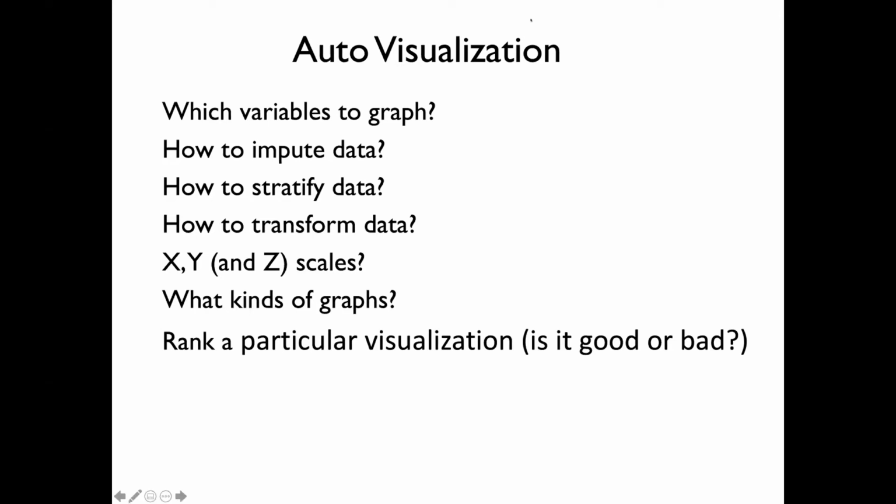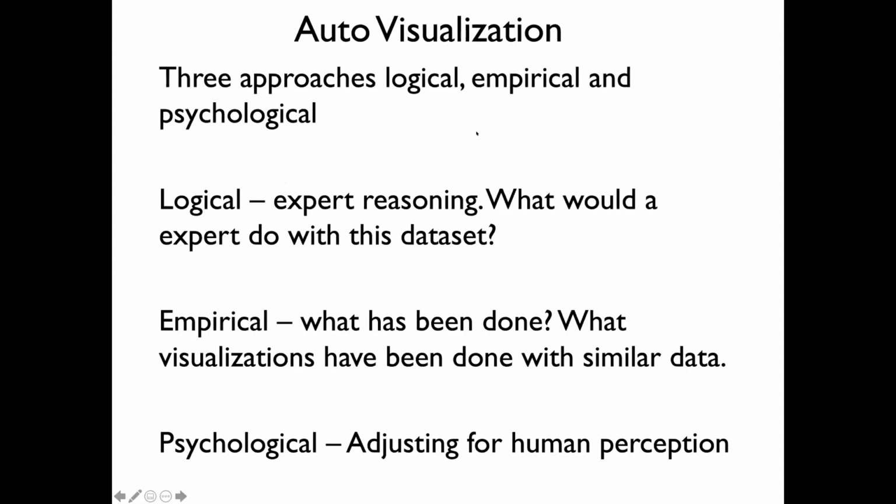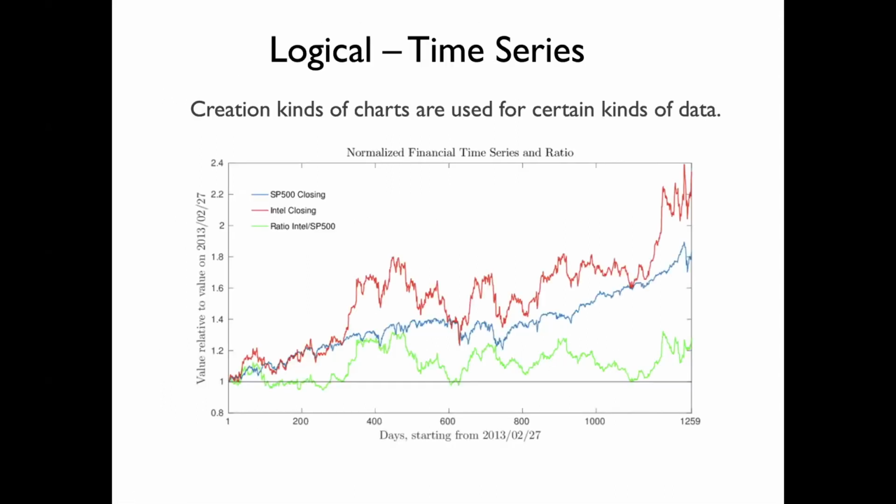This is all research. So some are logical, some are psychological, some are empirical. So what does this mean, logical? For example, if we know we have time series data, we typically have certain kinds of charts we do. So it's fairly easy to detect whether on one axis is some sequence, some measure of something coming after another, after another, after another. So we can do that.